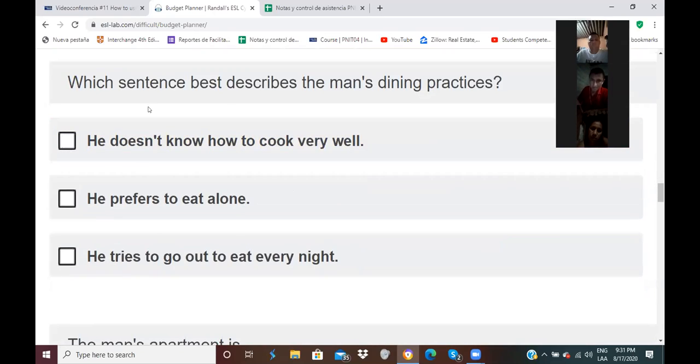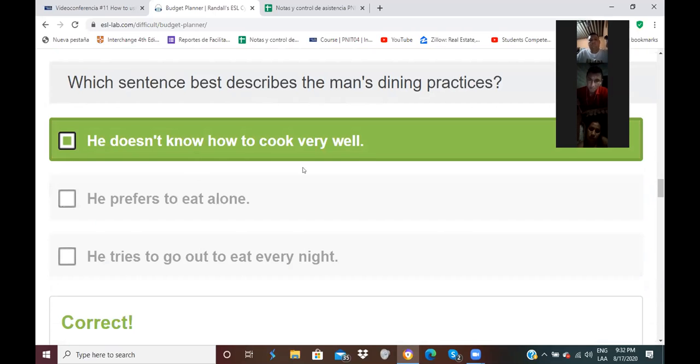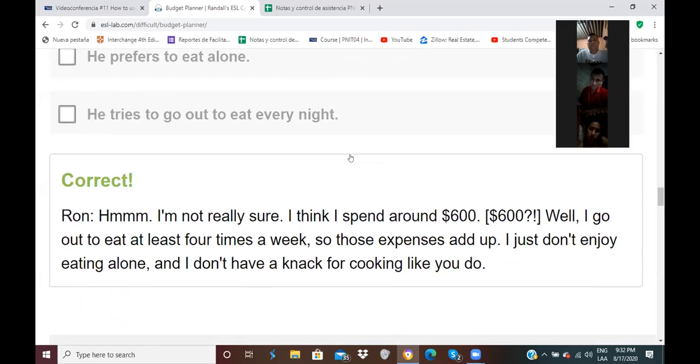Which sentence best describes the man's dining practices? Yesenia Beatriz? Number one. Very good. He doesn't know how to cook very well.